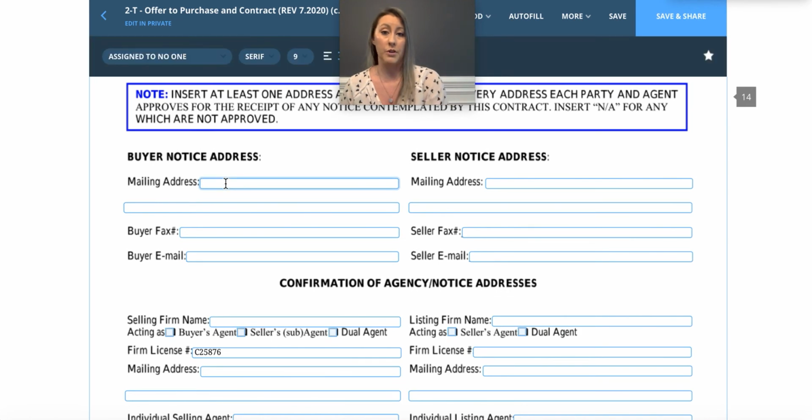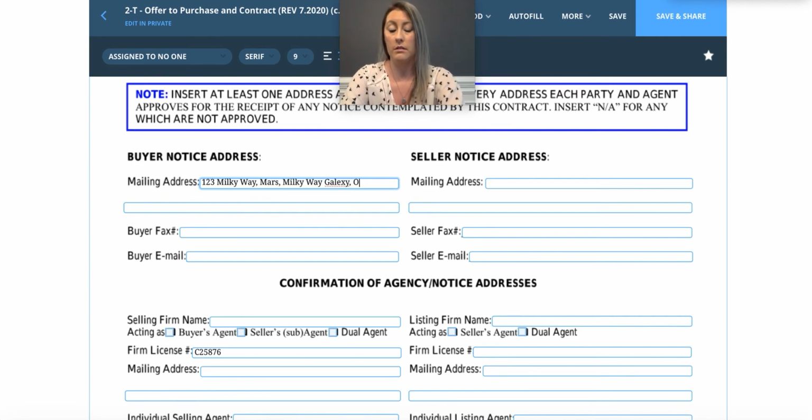Down below, we're going to put your client's address. So their address is 123 Milky Way, Mars, Milky Way Galaxy. You know, I was trying to be cute, but it's just outer space.